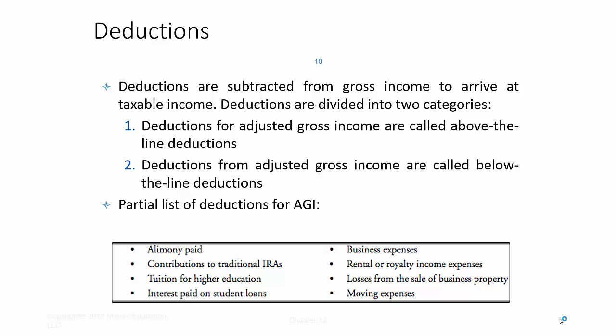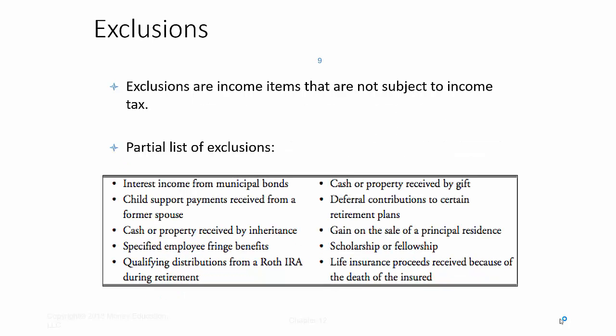So deductions for adjusted gross income are called above the line. Deductions from adjusted gross income are called below the line. Here is a partial list of above the line deductions. If you are divorced and you pay alimony, that's an above the line deduction. Tuition for higher education, interest on student loans, contributions to IRAs, business expenses, and moving expenses are above the line deductions.